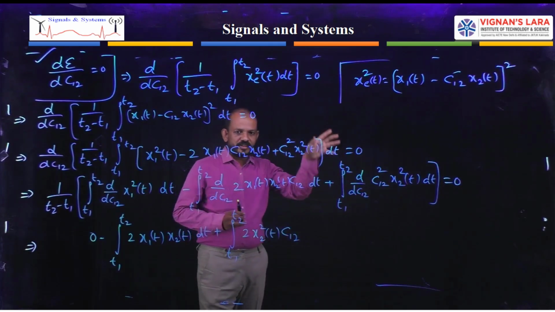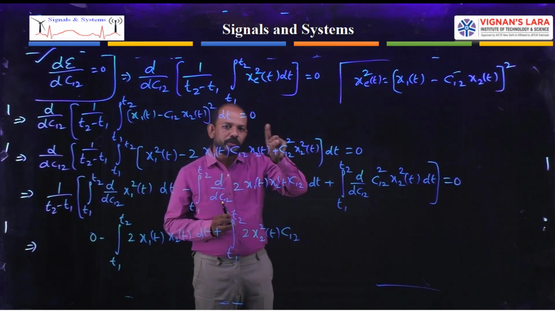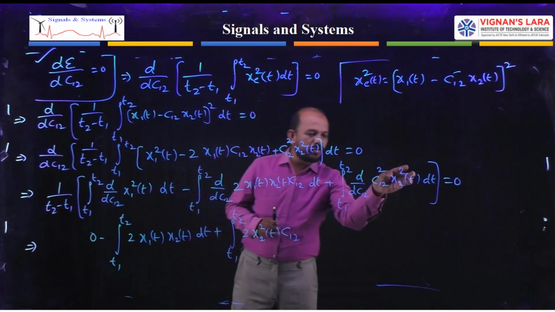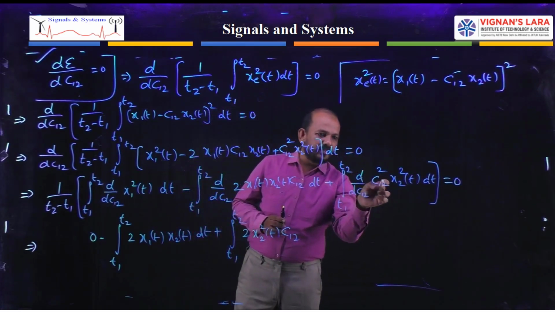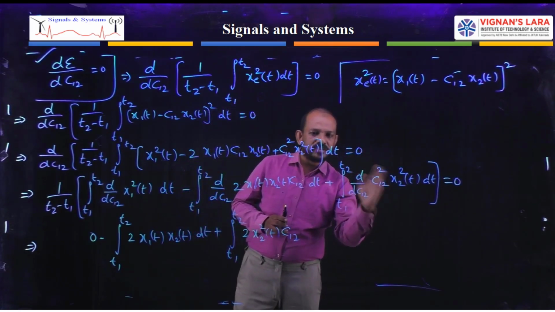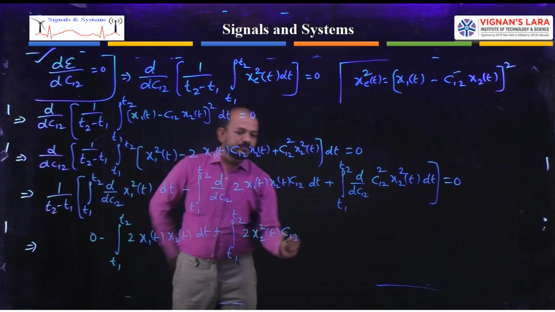Differentiation of 3 into x square. First I will write 3 and x square differentiation. X square is 2x. So 3 into 2 into x. So here also this is the constant. So I have written the constant as this. Okay. Next, differentiation of c12 square. So 2 into c12. So 2 into some constant into c12. Okay. So this is the one.